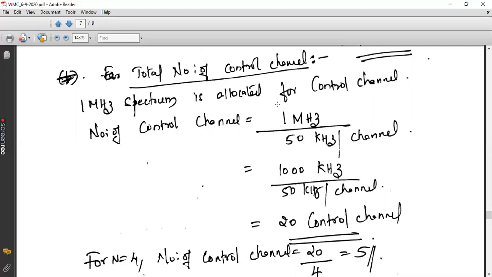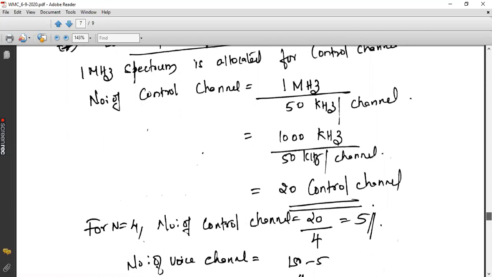So for that, what I have done, I have divided the available spectrum for the control channel by the spectrum allocated to each channel, or bandwidth allocated to each channel. So when you divide this, you got 20 control channels for the entire system. But for the given sub-question, that is the n equal to 4 case, what we have to do is divide 20 by 4, so that 5 control channels will be allocated to each cell. Even though the total allocated control channels are 20, for each cell you are having 5 control channels. Hope it is clear for you.